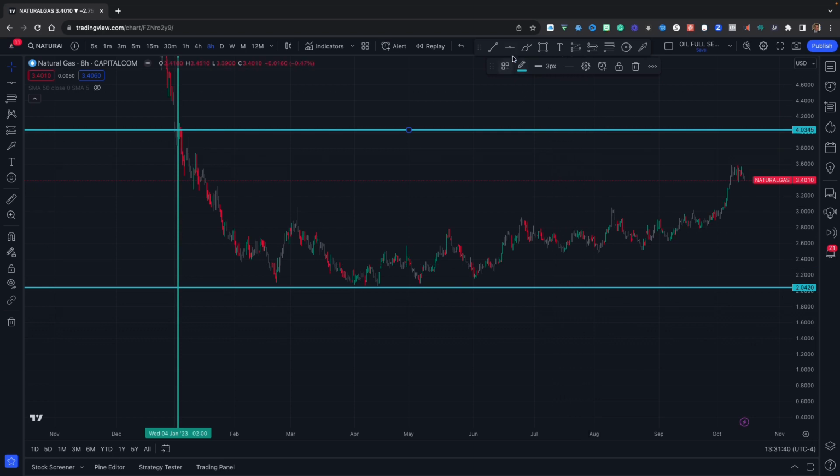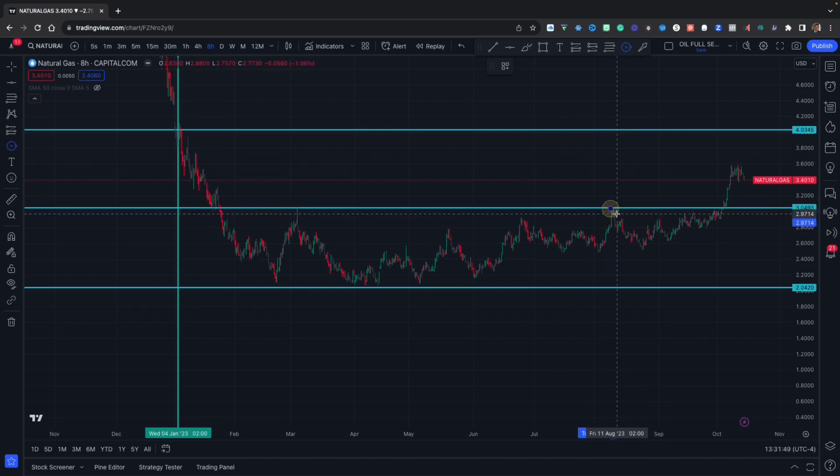Okay, we can also see here this level that was definitely taken out, right? We saw this one here, and then we also saw this one level here where we had this touch, and then we eventually came back, and then now as we move across, we can see the level here.